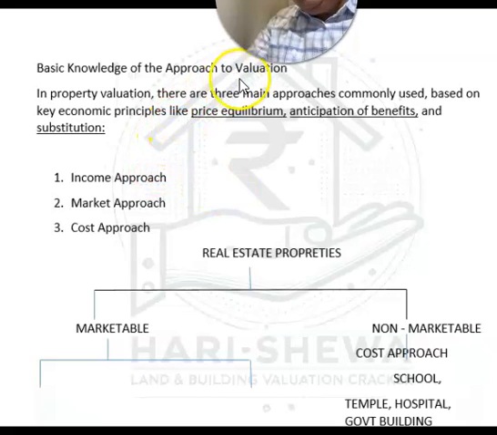Basic knowledge of the approaches to valuation. In property valuation, there are 3 main approaches commonly used, based on key economic principles like price equilibrium, anticipation of benefit, and substitution. On these principles, 3 approaches are decided. First is the income approach, second is the market approach, third is the cost approach.